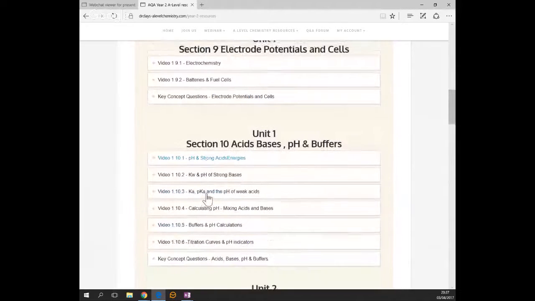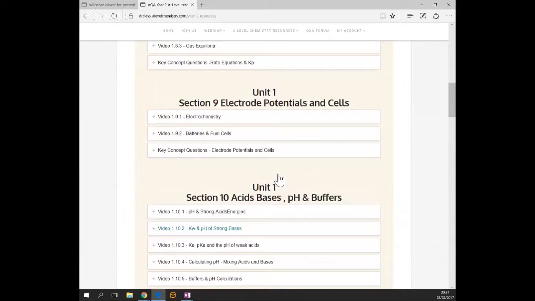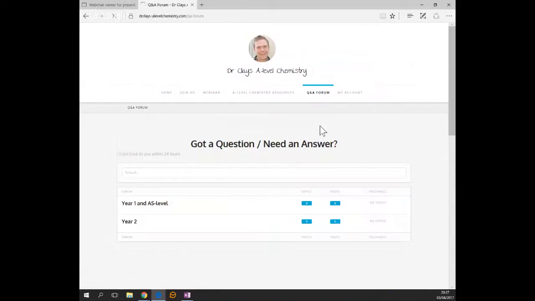This evening, we're going to be looking here at the acids, bases, pH, and buffers. And hopefully, you've got the material for the forum. If after the session you've got any questions, just fill them in on the Q&A forum.